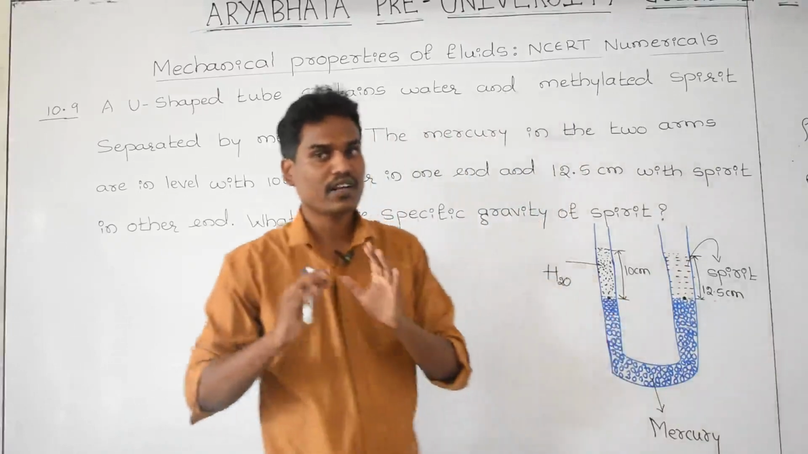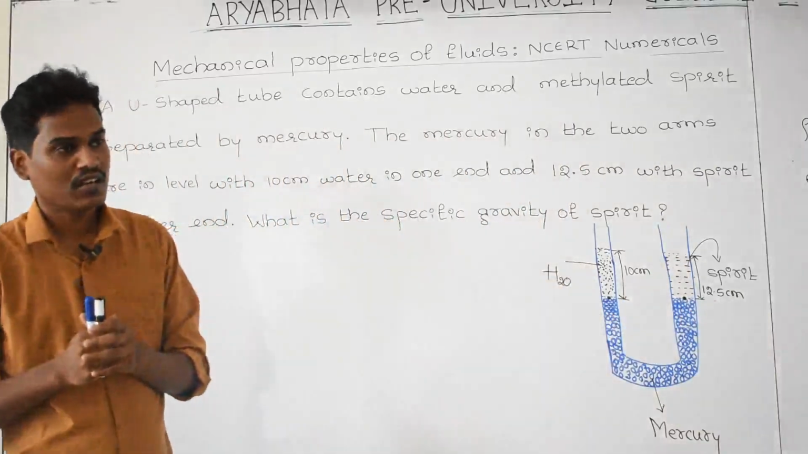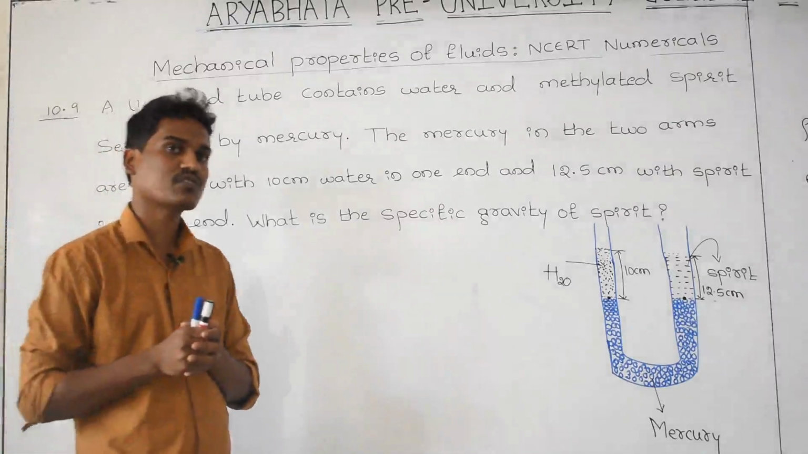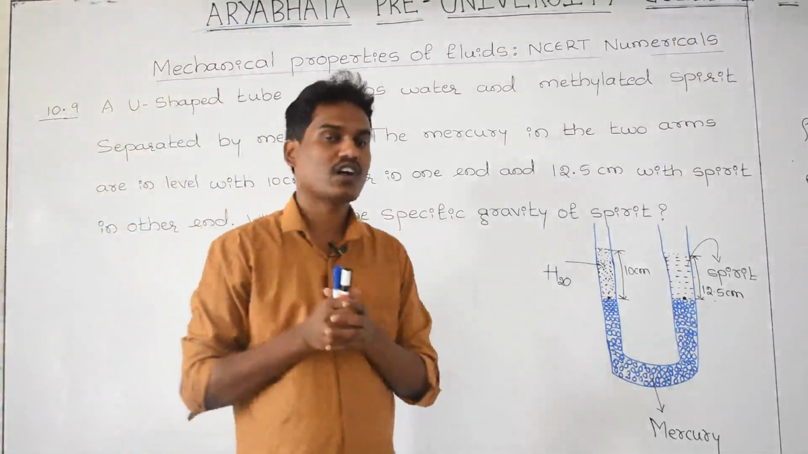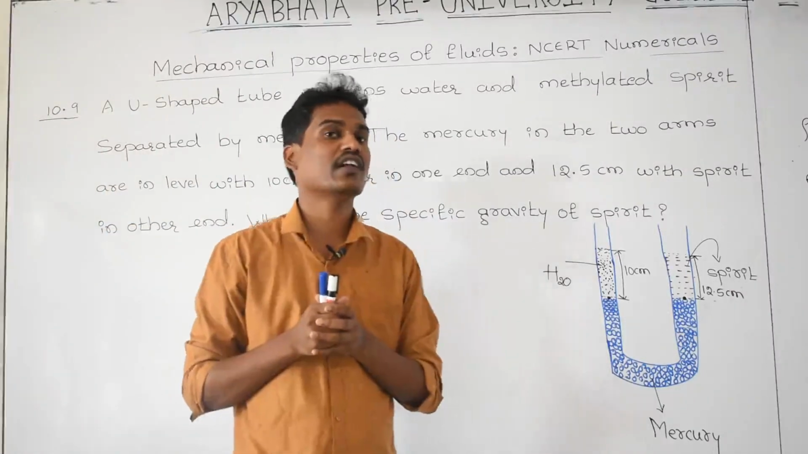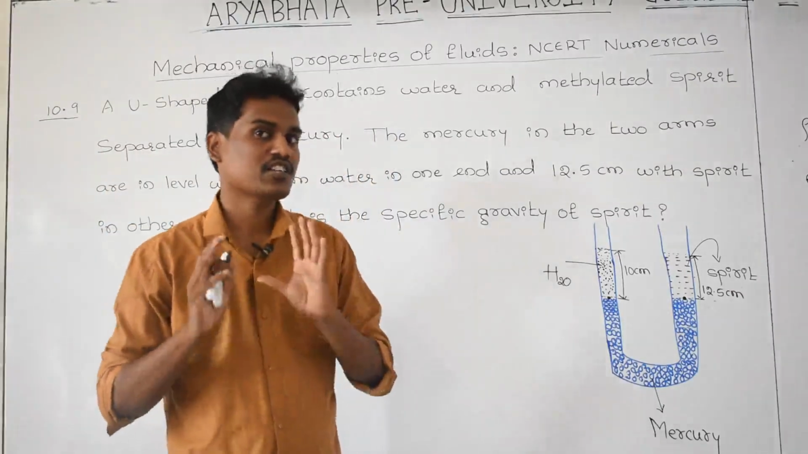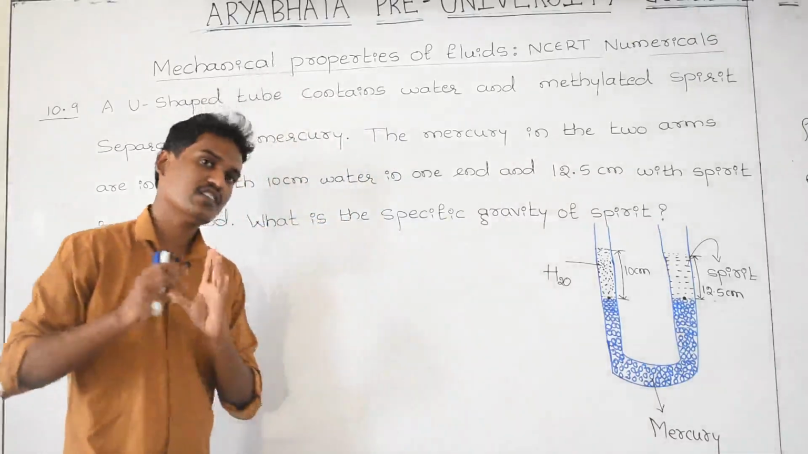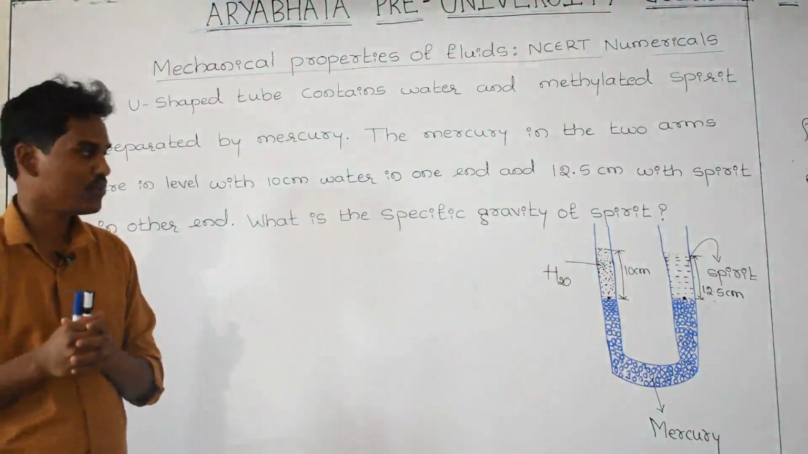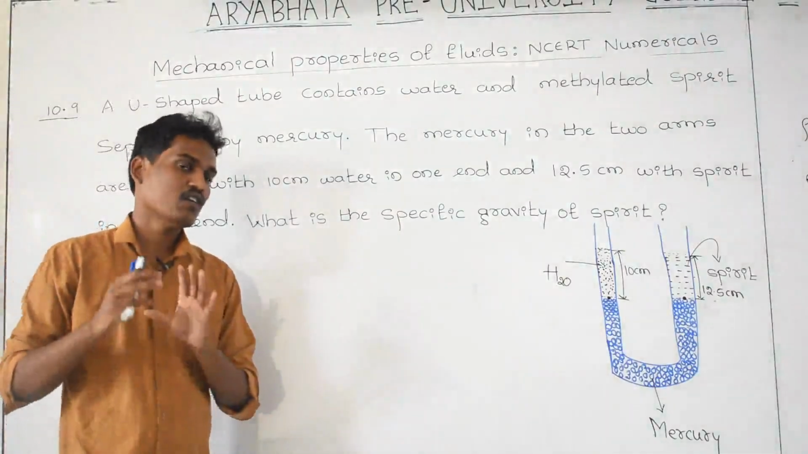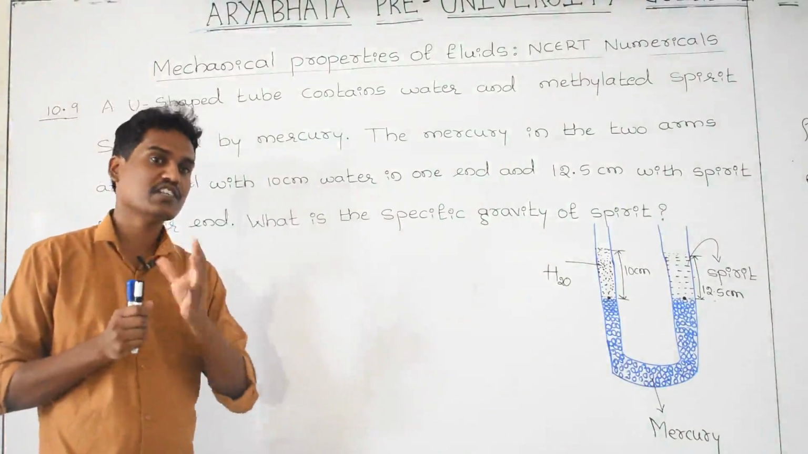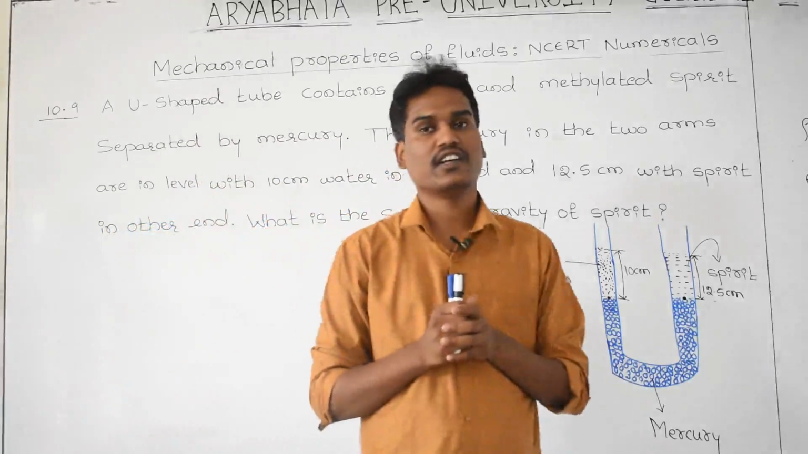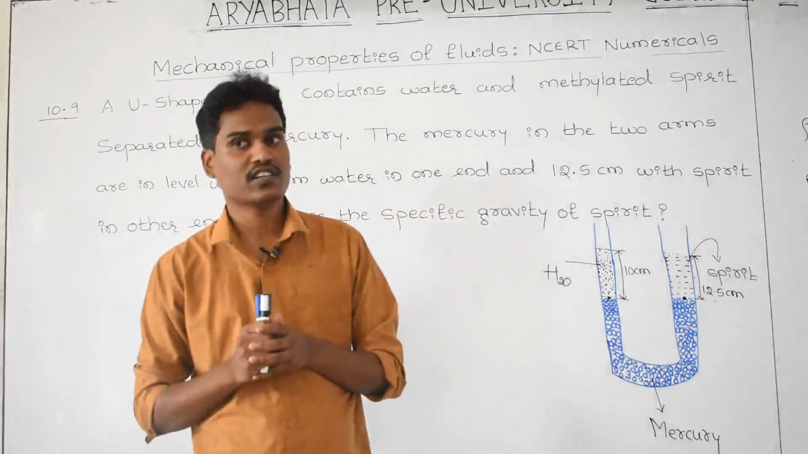As you know very well, and I taught, the specific gravity of any substance, we use another word called relative density. Relative density and specific gravity are both the same. What do you mean by specific gravity or relative density? That is the ratio of the density of any substance divided by the density of water at 4 degree Celsius.